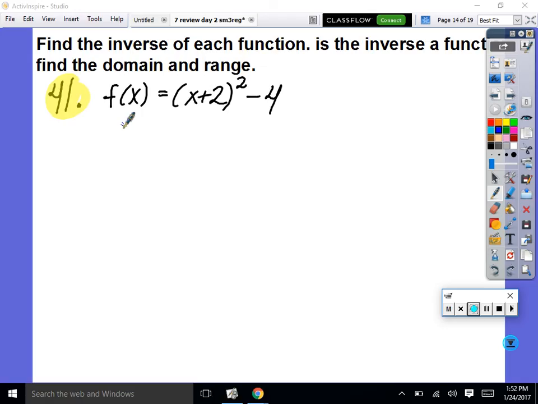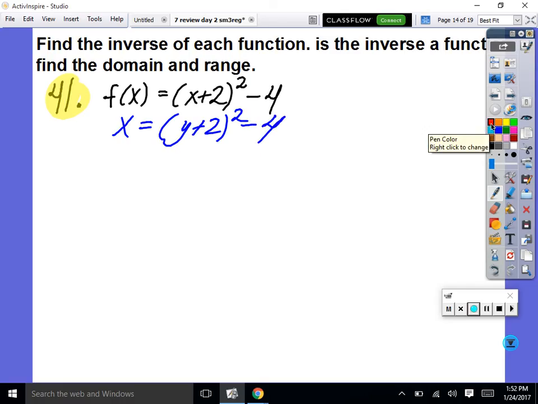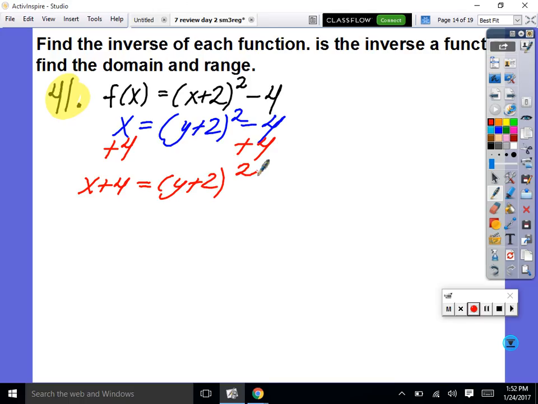Switch y and x. So we have x is equal to (y plus 2) squared minus 4. Now solve for y algebraically in the correct order. First step, add 4 to both sides of the equation. You should all be doing this. So we have x plus 4 equals (y plus 2) squared. Then what would we do? Square root both sides of the equation.